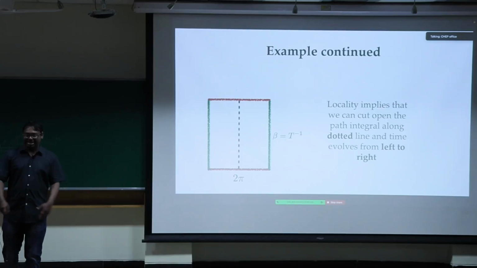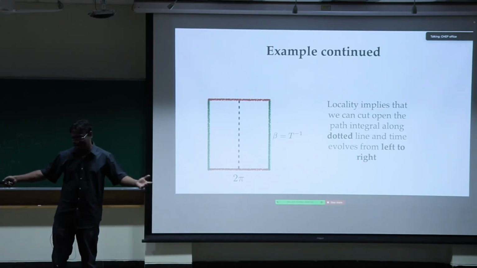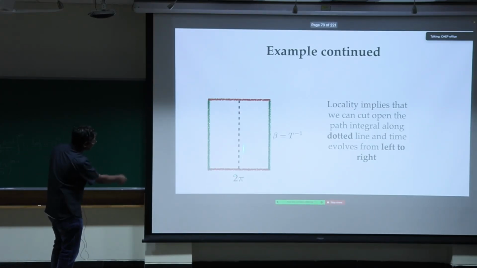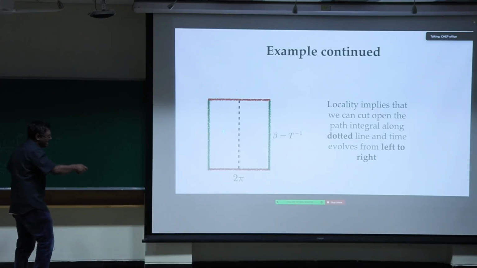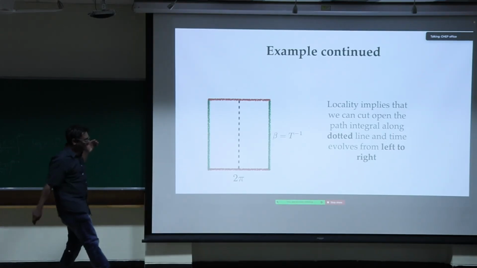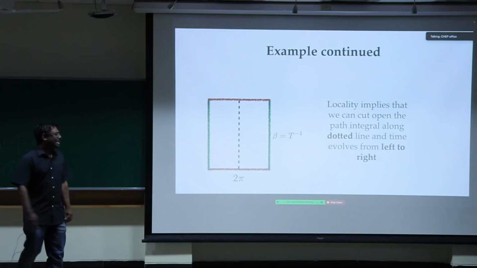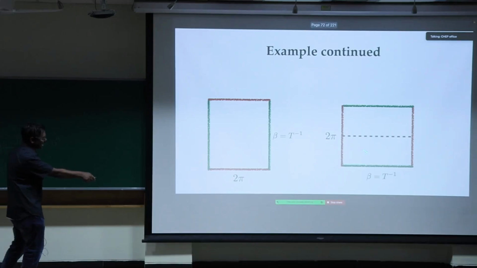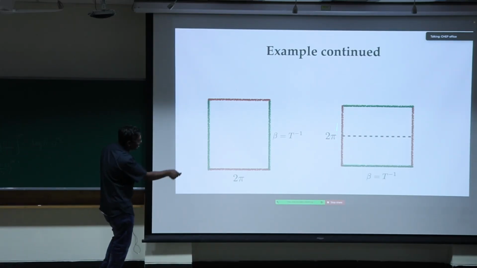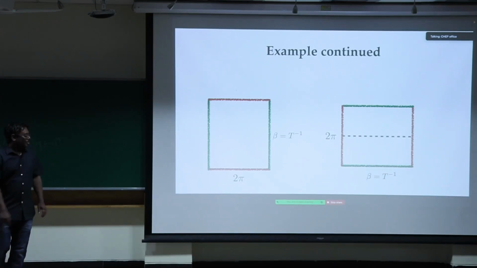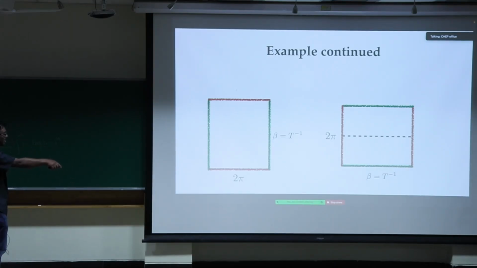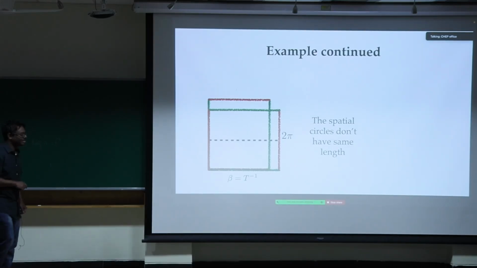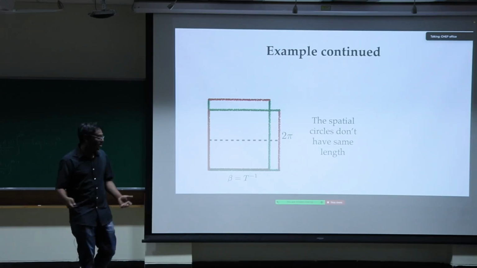Now I said that I can have this torus and I can cut it open as I wish. Initially the time was going this way, but now I cut open the path integral along this dotted line, and I let the time flow from left to right. If we do this, that amounts to swapping the space and the time cycle. So instead of this diagram, you have this diagram. Now β becomes your space and 2π becomes your time. Now you want to take this picture and superimpose it on the previous picture. You do that and you see, oops, they do not match. The spatial circles do not have the same length, so you cannot really compare them with each other.